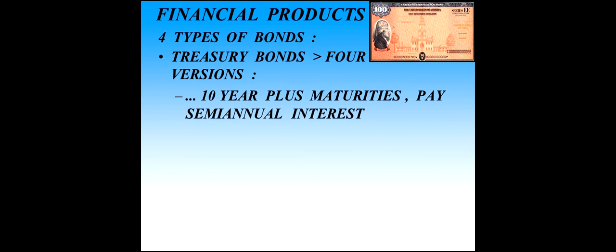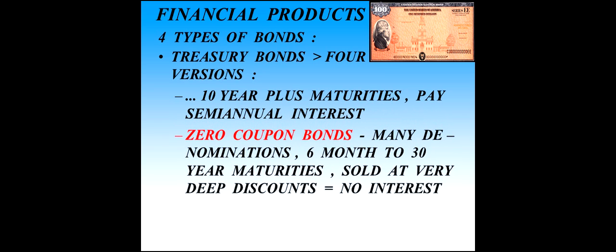These pay semi-annual interest. The fourth version of a treasury bond is called a zero coupon bond. These come in many denominations and have a wide range of maturities from 6 months to 30 years, very broad. They're sold at very deep discounts and no interest is paid, so you get the face value of the bond that you bought at the maturity date.